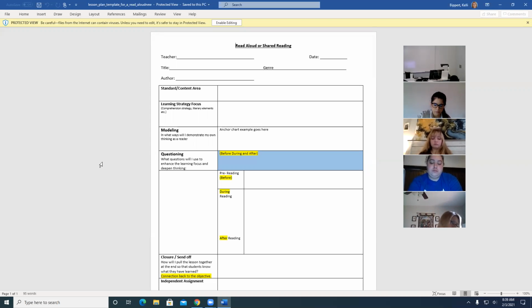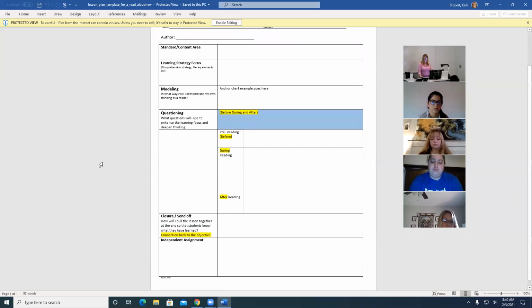So you need to have places where you stop and ask questions that are going to be focused on your learning strategy focus. You keep going back to that strategy, right? Put page numbers, and I'll show you all an example in a minute. Page numbers and exactly what you might ask is great. After reading questions, closure, sending off: how will I pull the lesson together at the end so students know what they've learned? And then an independent assignment. Guys, you're not gonna be able to model the independent assignment, but have one ready there, okay?